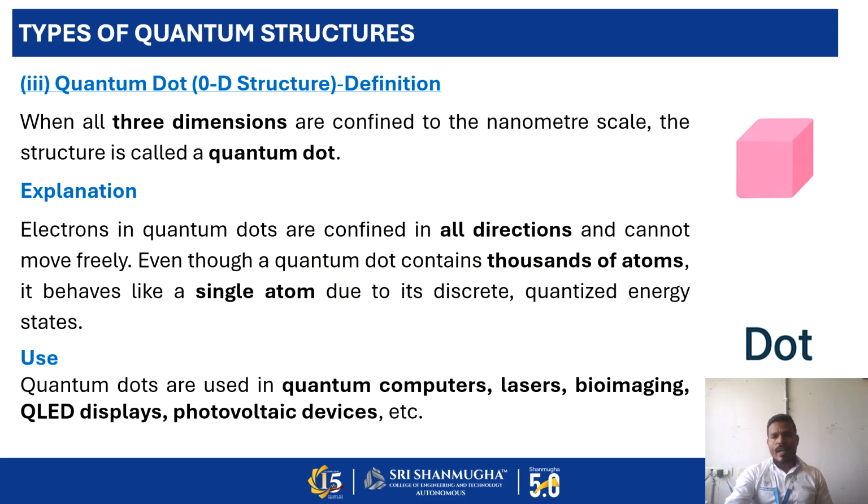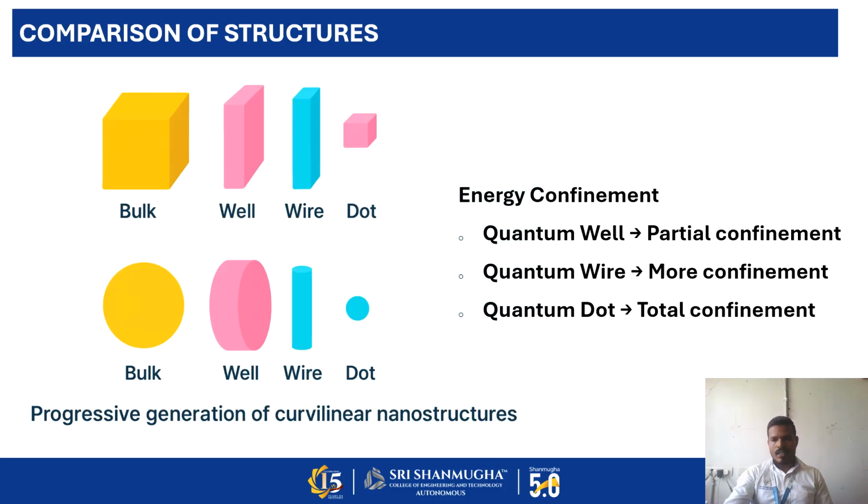The next is the quantum dot. The definition: all three dimensions are confined to the nanometer scale. The explanation is that electrons are confined in all directions and cannot move freely. The uses are quantum computers, lasers, bioimaging, LED displays, photovoltaic devices, and more.